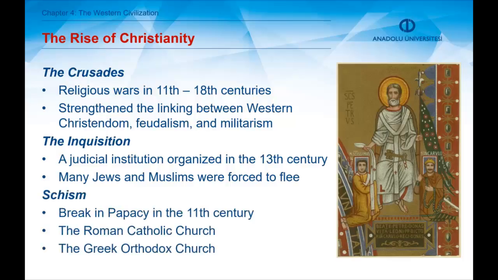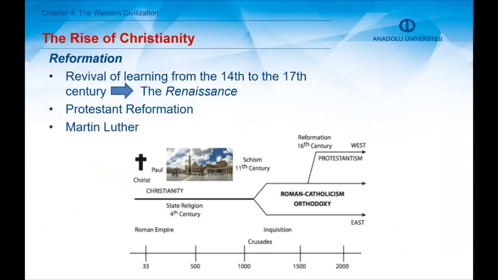The third main element that we can consider within the rise of Christianity is the schism. It symbolizes a break in papacy in the 11th century. Before that, papacy had the ultimate power, but then after the 11th century, with the rise of schism, papacy was divided into two main churches, the Roman Catholic Church and the Greek Orthodox Church.